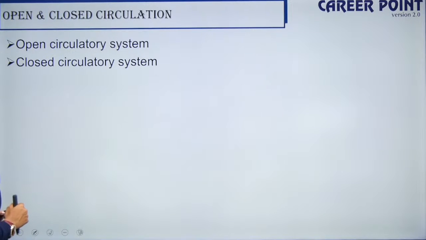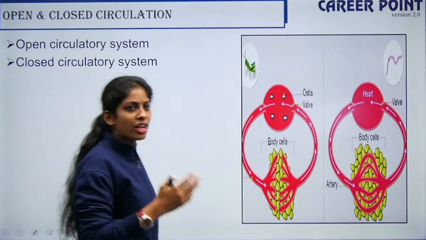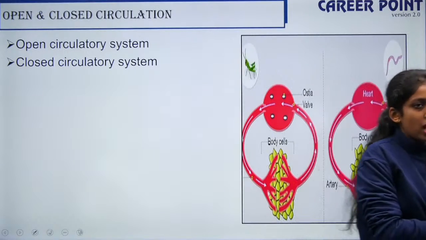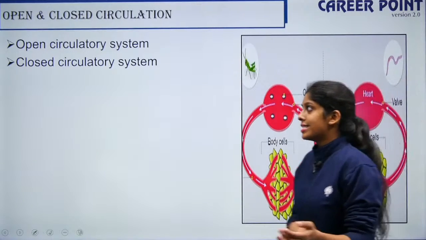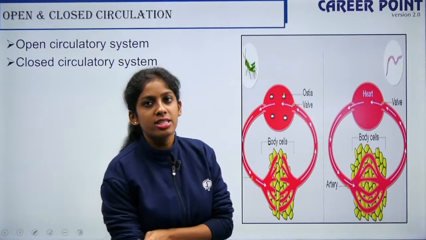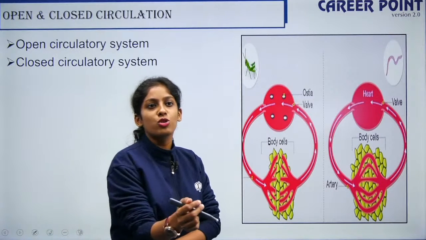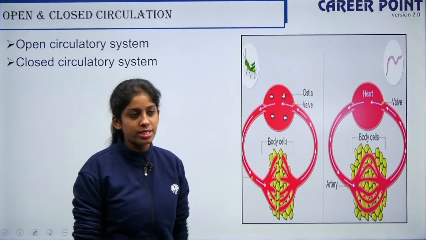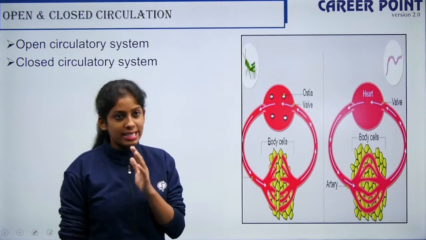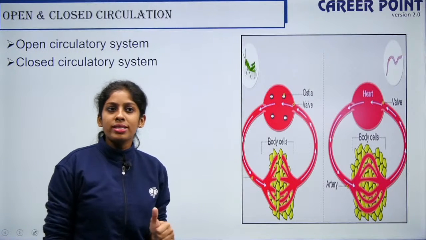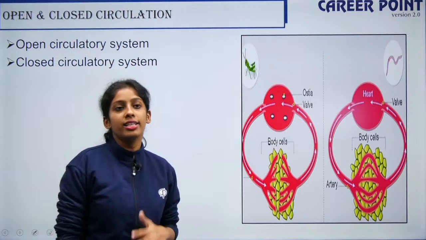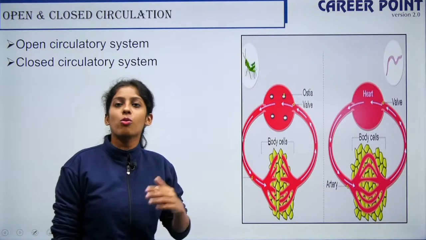So now we're going to talk about what is open and closed circulatory system. From the term, I guess it's clear, or if you have read animal system, these two terms should be clear. What is open and closed circulatory system? So let's talk about open circulatory system. Ma'am, open circulatory system means there is no heart, there is heart, there is blood vessels. But then what is the difference?